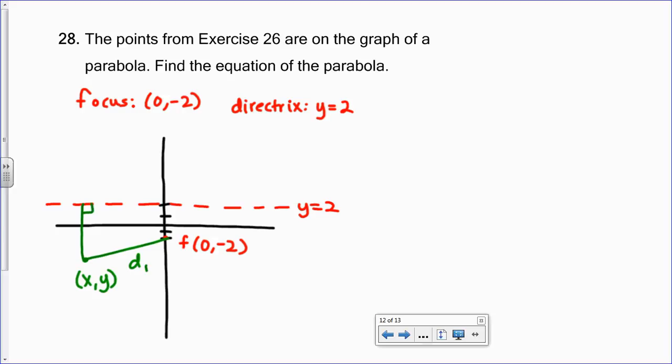Okay? So to do this, I am going to do the distance formula twice, because I'm going to be showing that distance 1 equals distance 2. So I'm going to label this point where it intersects. It has the same x coordinate, and then the y coordinate, because it's on this line, will be 2.